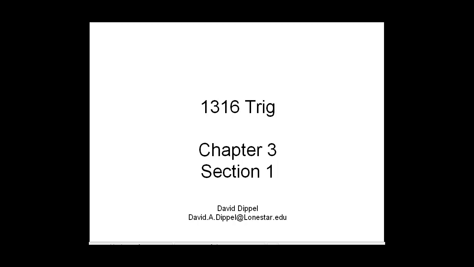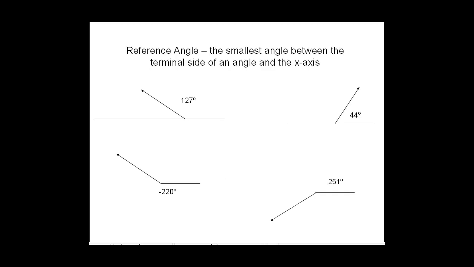In Chapter 3, Section 1, we start dealing with reference angles, and that is the smallest angle between the terminal side of an angle and the x-axis. For example, if you have 127, starting at 0, going out 127 degrees, we're looking for the shortest distance from this terminal side down to the x-axis, or the horizontal. So we take 180 and subtract 127. 180 is the whole thing, subtract the 127, so what's missing is 53.